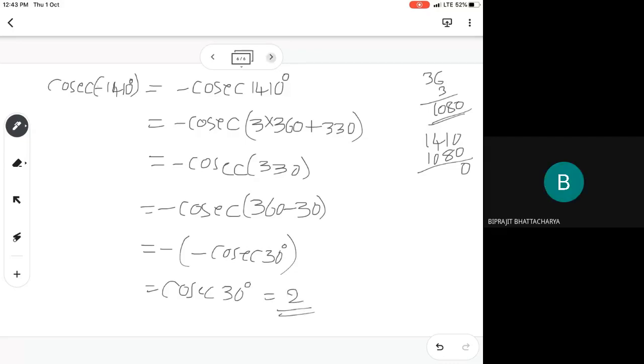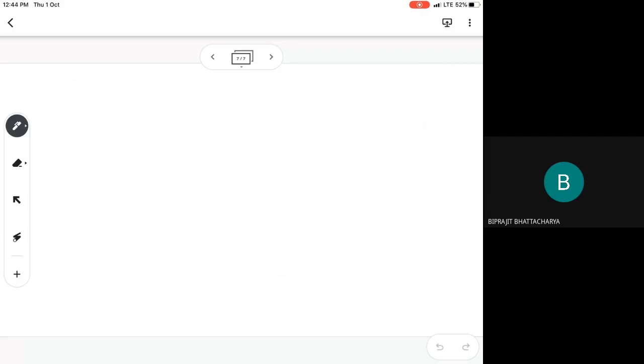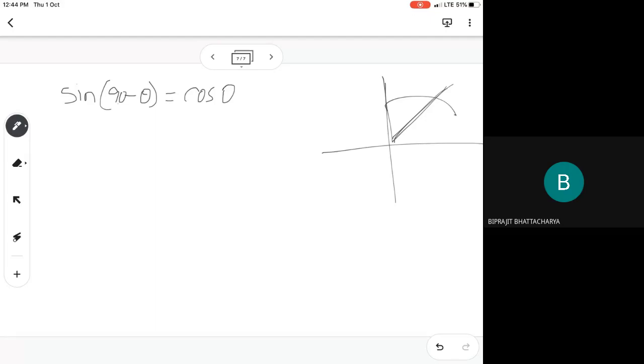So here I need to explain one more thing. Do remember, whenever you consider these trigonometric ratios, let me first explain with sine. Suppose sine of 90 minus theta, what will it be? 90 minus theta is in the first quadrant. So sine of 90 minus theta will be equal to cos theta.